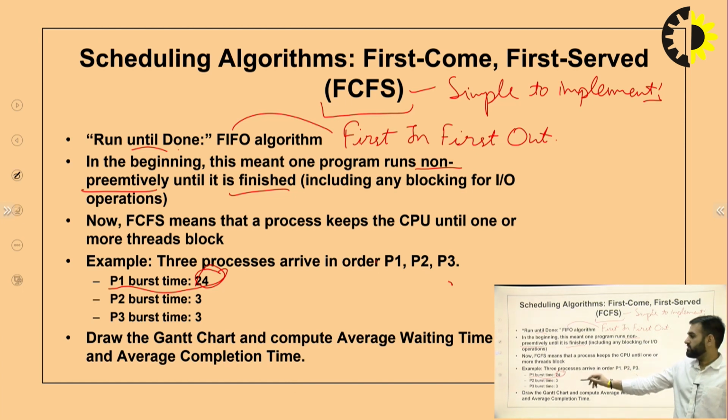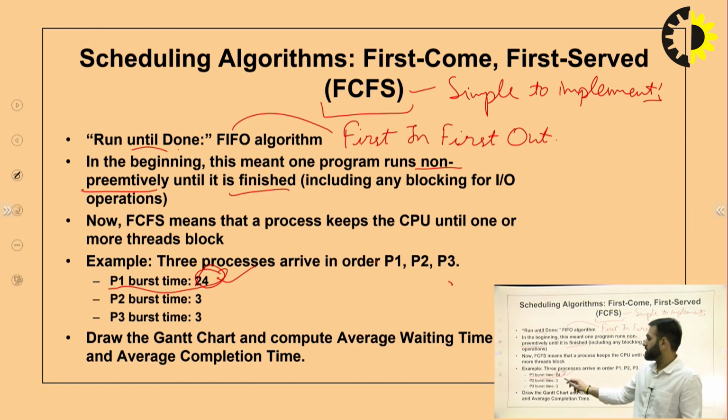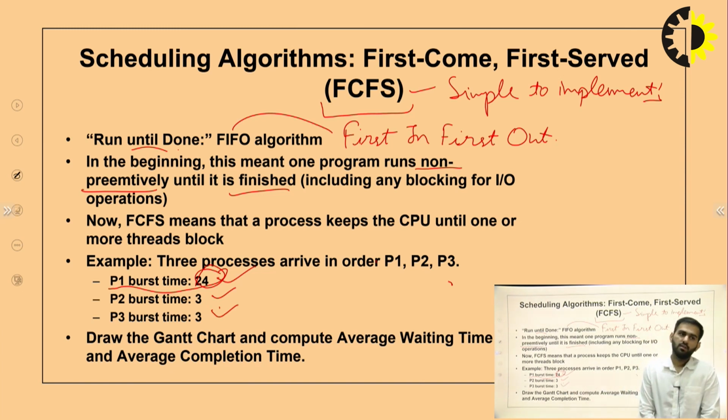P1 has a burst time of 24. What is burst time here? Burst time is nothing but the CPU time, for how long P1 will get the CPU. P1 is 24, P2 burst time is 3 and P3 burst time is 3. These are the CPU times of P1, P2 and P3. Now draw the Gantt chart and compute average waiting time and average completion time.